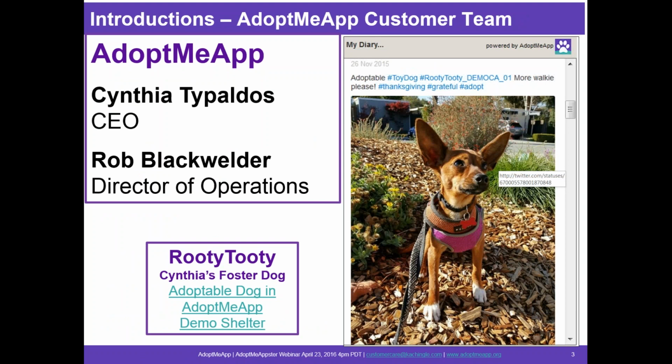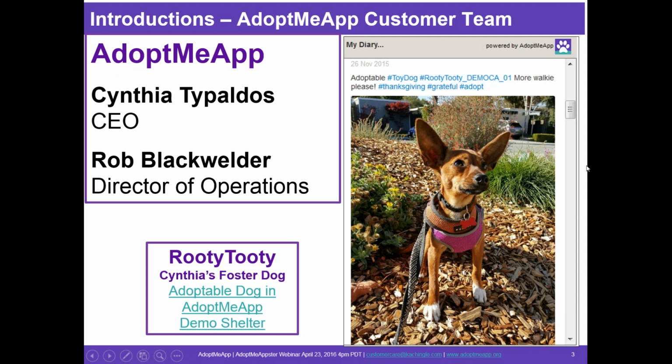Okay, so we'll do some introductions. You all know Rob and me. We are the customer team. There's more of us, by the way. Rob and I don't do everything. We actually have a team of engineers. And at the end of the presentation, when you look at it online, you'll see the names of our engineers and what they do. But Rob and I are the customer-facing part of AdoptMeApp.